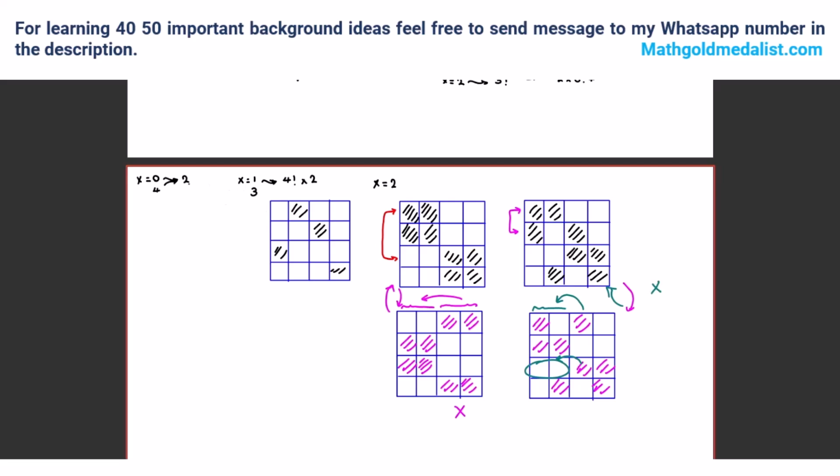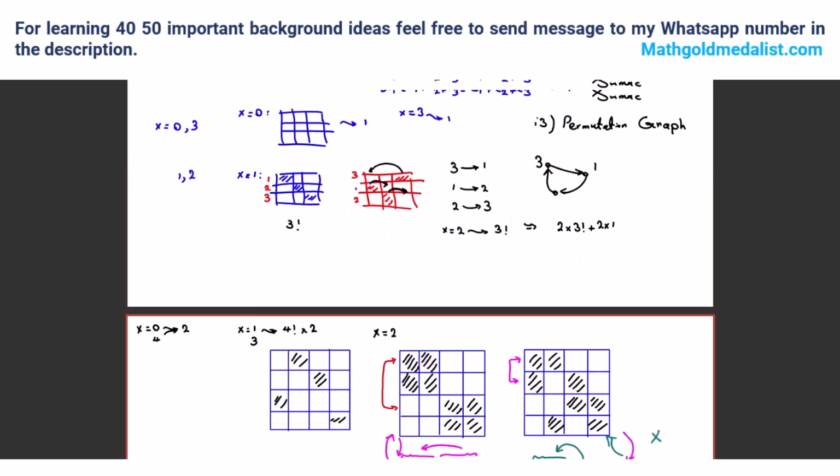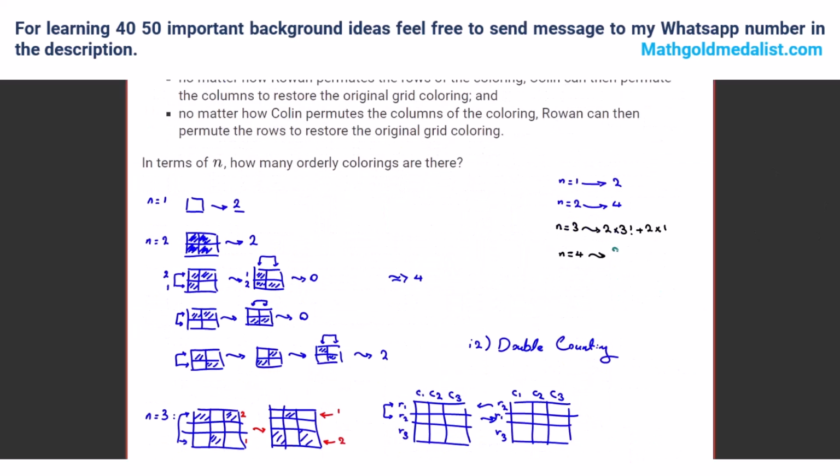So again, x equals 1 and 2 are good. So 2 times 4 factorial, 2. It would be what? 2 times 4 factorial plus 2 times 1. And we can guess for n, our answer is what? Can you guess? 2 times n factorial plus 2 times 1. Let's prove this.